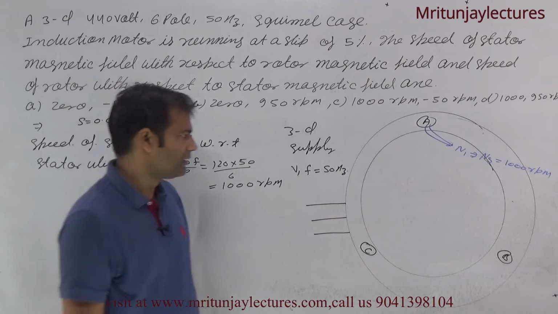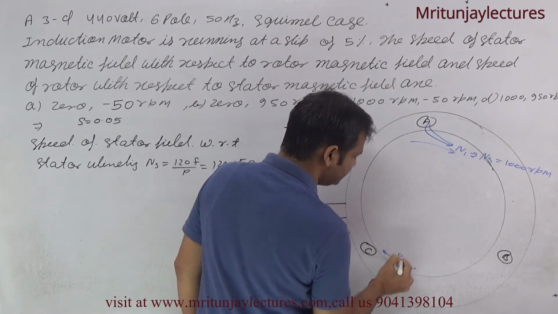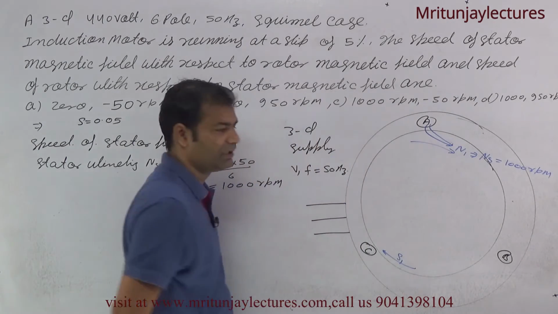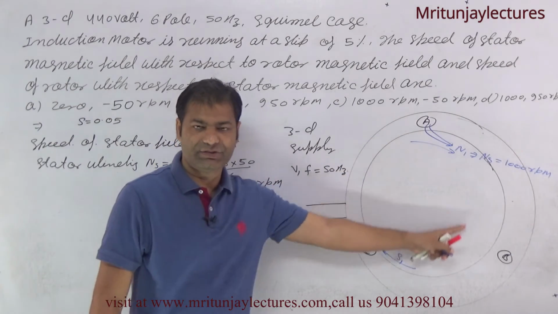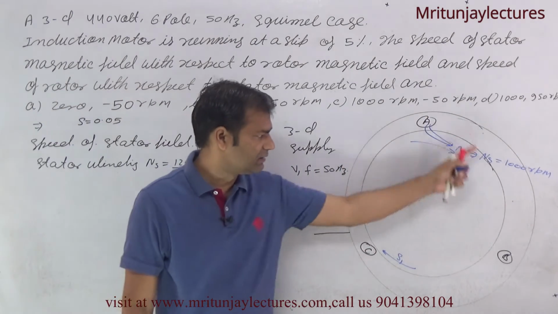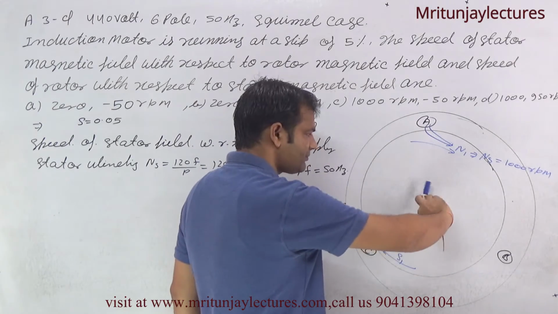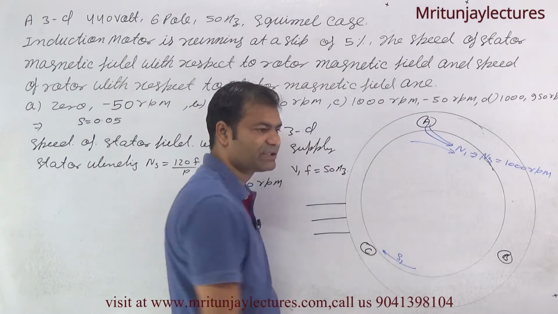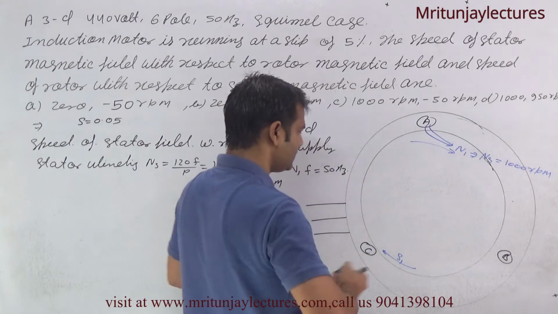The rotation of the stator magnetic field is like this, that is N1, and that is represented as the S1 pole. If you sit on the stator winding, you see the stator magnetic field rotating like this, in the clockwise direction. Now what about the rotor?